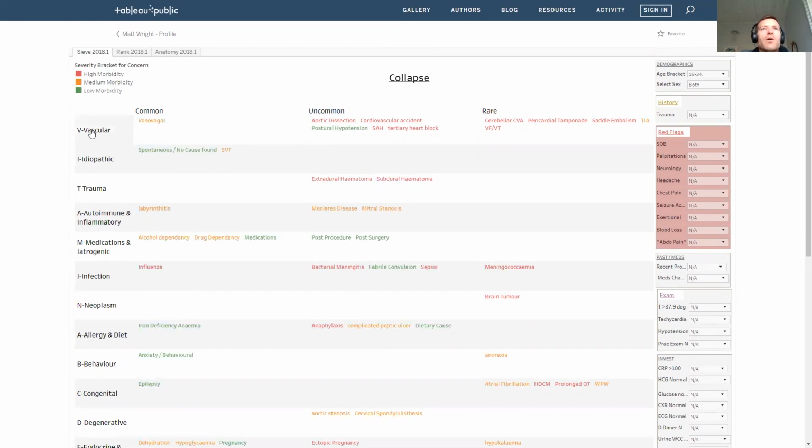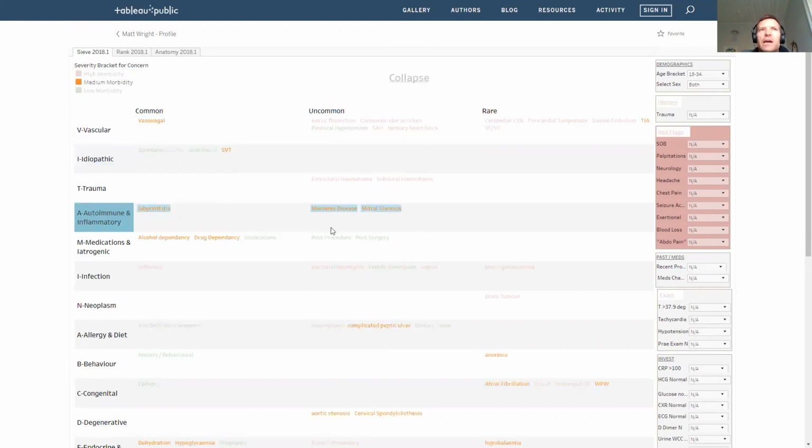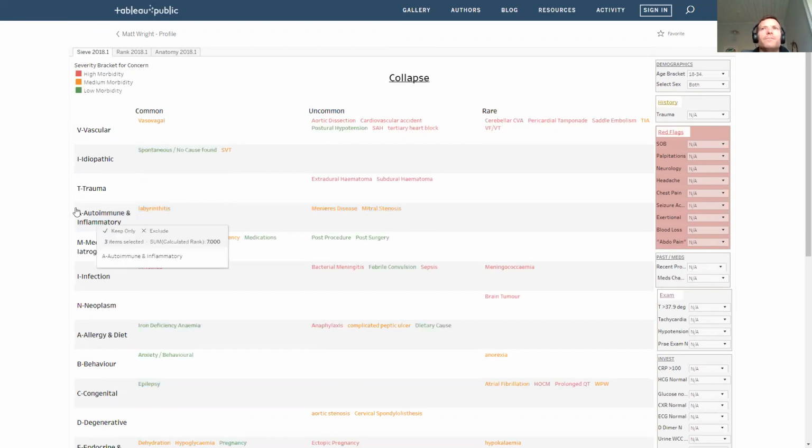That's something which is often taught as well when you're in the emergency department. The other thing you can do is chunk it off and say, what are the vascular causes? What are the idiopathic causes? What are the traumatic causes? And there'll be a highlight down each side as well.